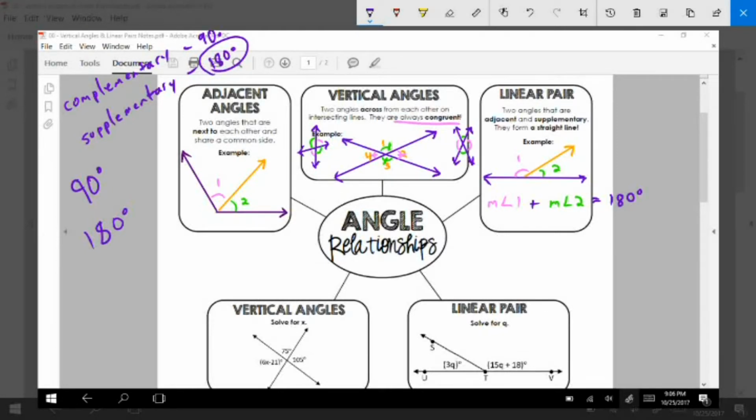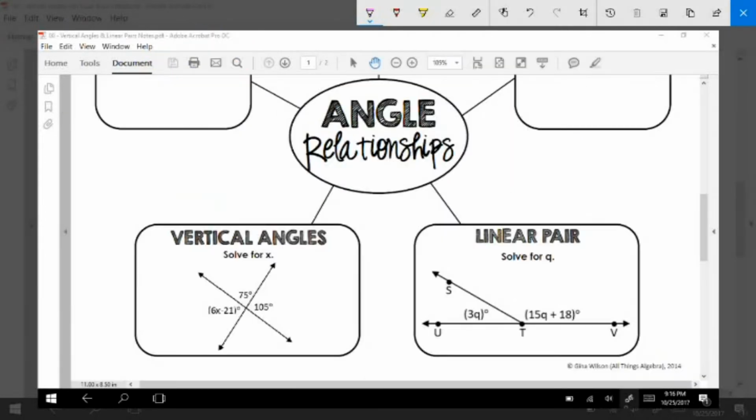All right, now we're going to hop into some examples. So remember these vocabulary terms: adjacent angles, vertical angles, and linear pair. All right, guys, so we're going to do some examples. Look right here, vertical angles. It gives you a hint by telling vertical angles, and it wants you to solve for x. So vertical angles, all we have to do is find what x is.